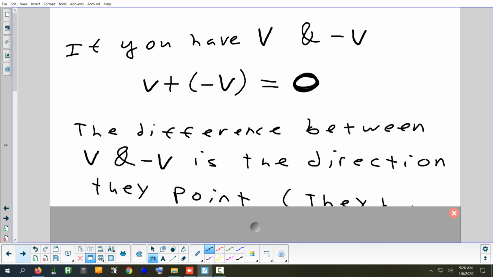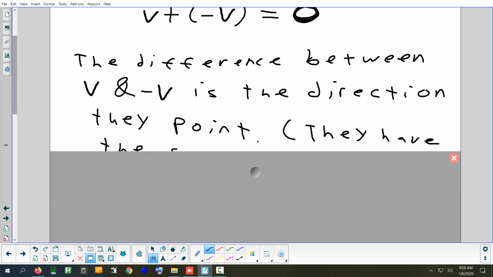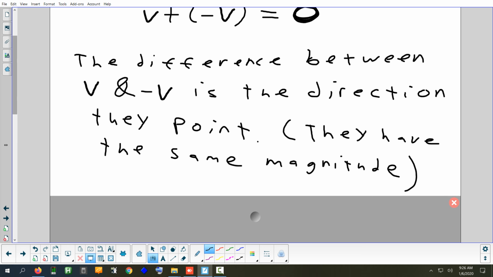Perfect. All right. How about their magnitudes? If you measured the length of V and the length of negative V, how would the length of them compare? They're exactly the same. Okay. So direction was opposite, length is the same.